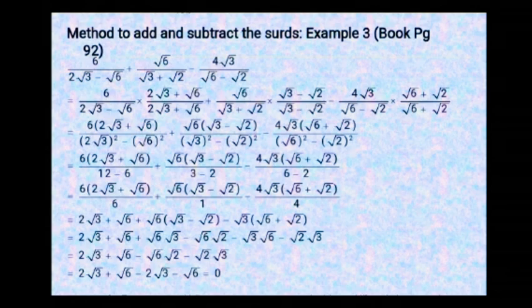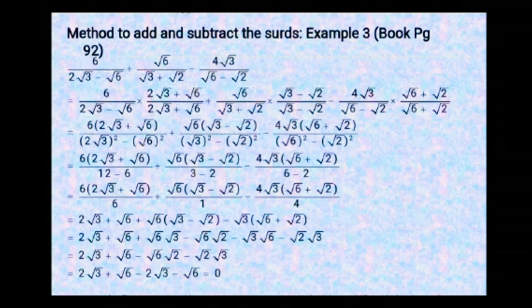Okay. Now, sixth step, simplifying by opening the brackets. Seventh step, we will simplify and cancel the same terms. Now in the last step, you can see 2 under root 3 plus under root 6 minus 2 under root 3 minus under root 6. As under root 6 and under root 2 multiplication and simplification will be equal to 2 under root 3.